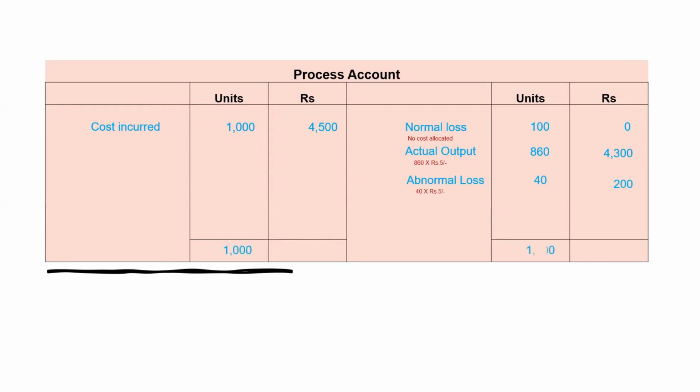Finally, your process account will be 1000 units and the total cost is 4500, and the 4500 is distributed among actual output and the abnormal loss. Now let's move on to the next question.